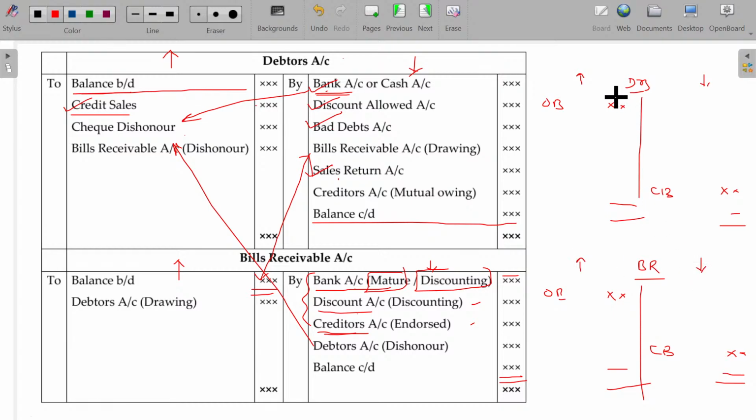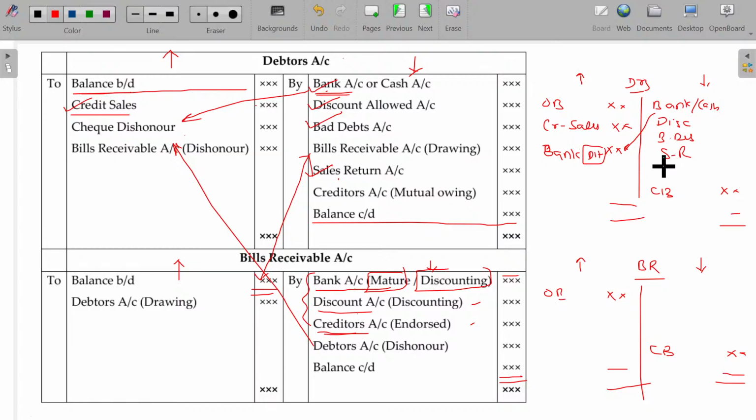And what increases the debtors? Credit sales. What decreases it? Bank settlement or cash payment, or discount may be offered, and bad debt and sales return. These are the transactions reducing the debtors balance. Suppose the bank gets dishonored later on, what happens? Bank (in brackets, dishonor).